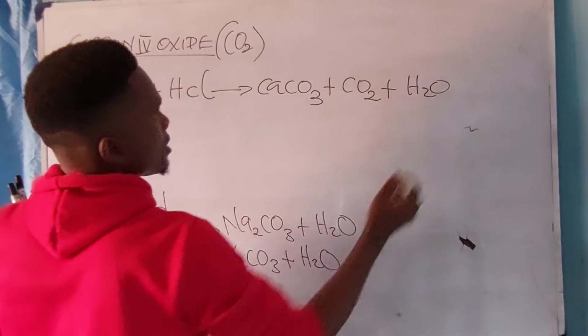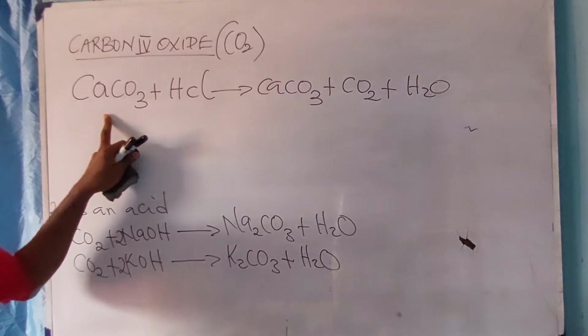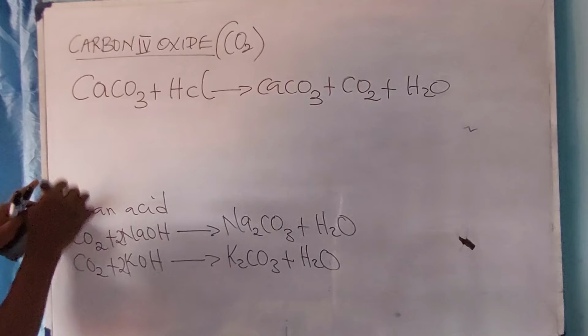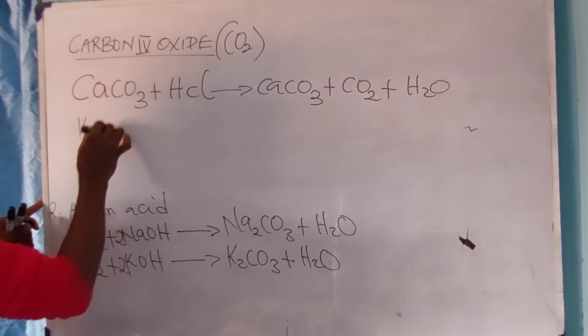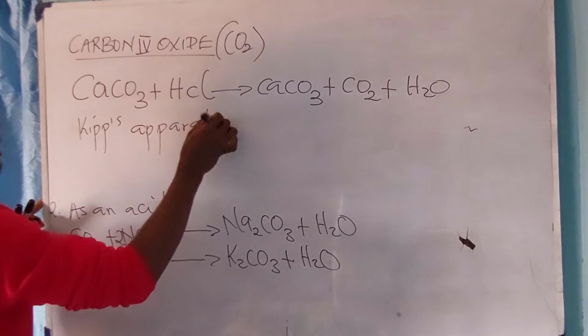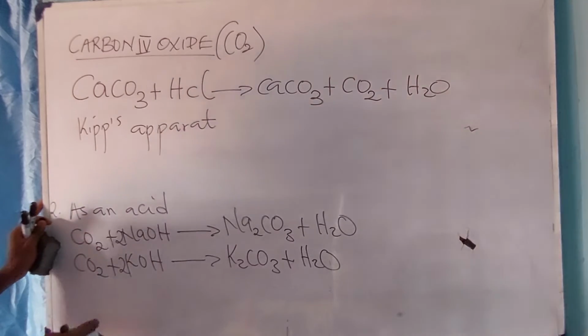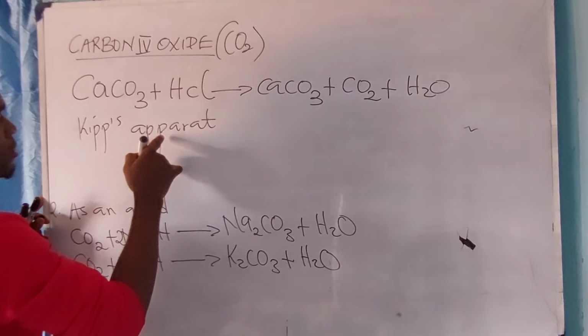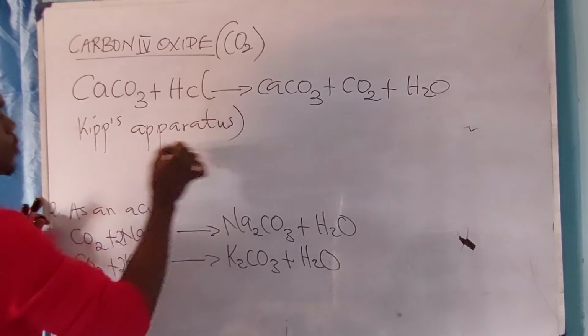Water. Alright. In the lab, this is how it is produced, by using what is called Kipp's apparatus. Kipp's apparatus is used to produce the intermittent supply of gases. So please take note of that.